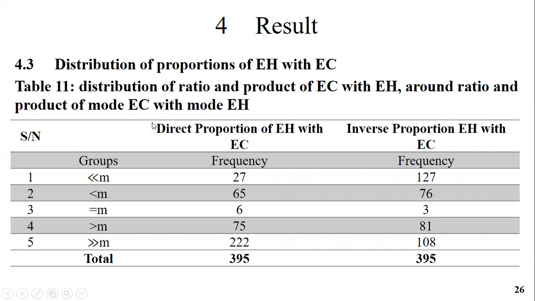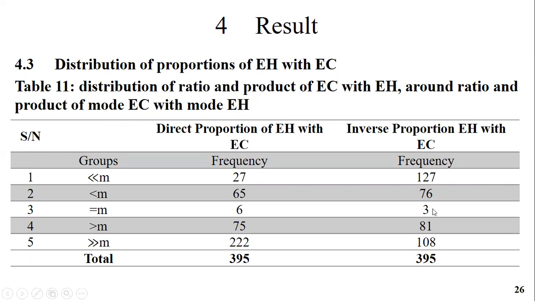Here we take the direct proportion and the inverse proportion, and we group the data into 5, with the mod being the center. Since the mod EC we found to be 90 and the mod EH is found to be 1.5, those subjects that have exactly 1.5 ratio are presented here, and those that have slightly less than 1.5, and those that have much less than 1.5. And here, those that have slightly greater than 1.5 and much greater than 1.5. And this one is the frequency based on the inverse proportionality.